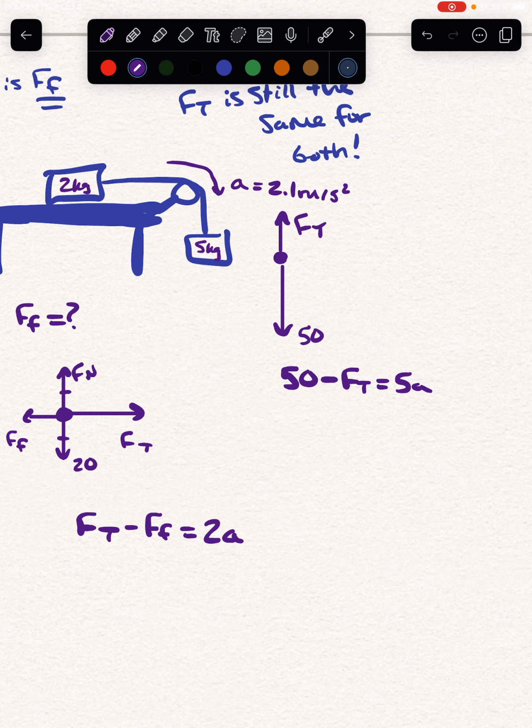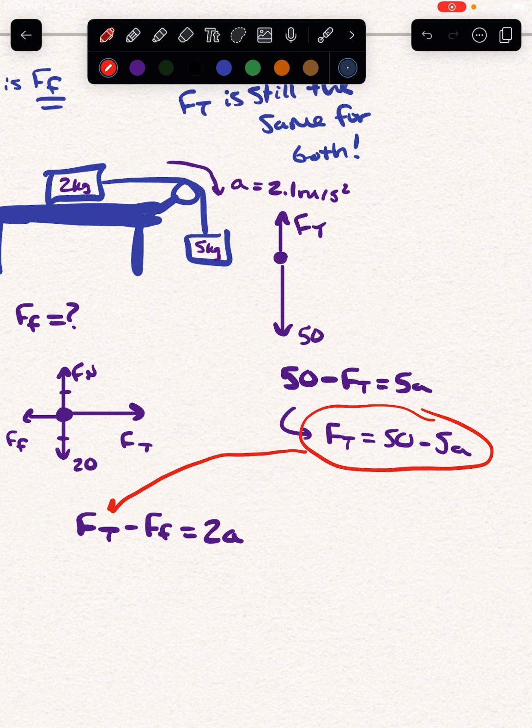All right. So what am I looking for right now? I'm trying to find my force of friction, right? I have 2 equations and 2 unknowns. I don't know tension and I don't know friction. I want to find friction, so let me substitute out my tension so that I can do that. So I'm going to rewrite this equation here and say my force of tension is equal to 50 minus 5a, because now I can take that value and plug it into my tension here.